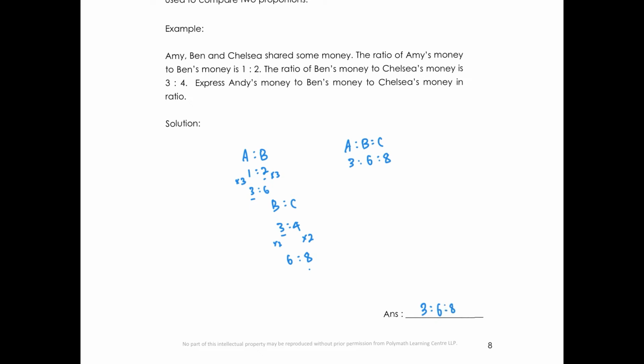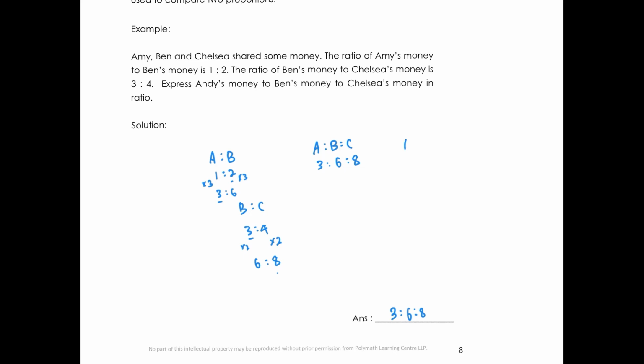I can draw a model to represent the ratio. Amy is 1 unit, Ben is 2 units. Because Ben is the same portion over here, Ben is 3 units here, and Chelsea is 4 units here. So this is the model where Ben is repeated, and the 2 units for Ben compared to Amy is actually the 3 units compared to Chelsea.